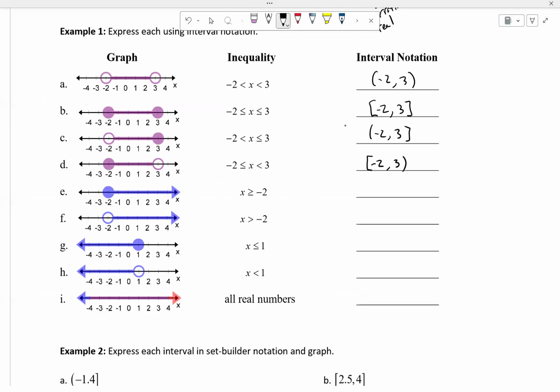The question is, what happens with E? Yes, Lucy, you have an idea? So are you telling me we never get to infinity? Is there like a point at infinity? Okay, so I'm going to put parentheses, because you never get there. If you don't get to a number, you have to put parentheses.